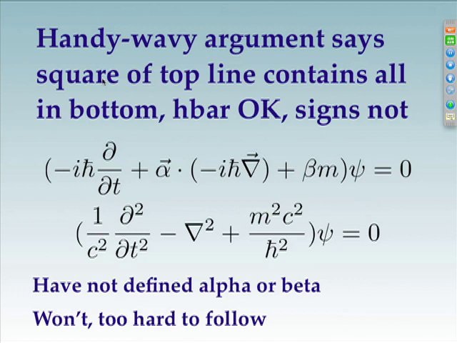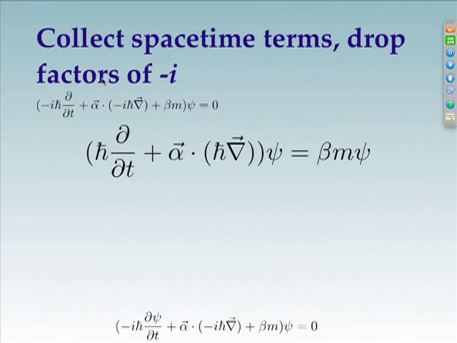We get an n squared out of that thing. If we divide u by h bar, but this is all real hand wavy, because I haven't said what alpha and beta are. Okay, so I'm going to see whether I can get to something that looks like Klein-Gordon, and where things work and where they don't. So what I'm going to do is collect space-time terms together.